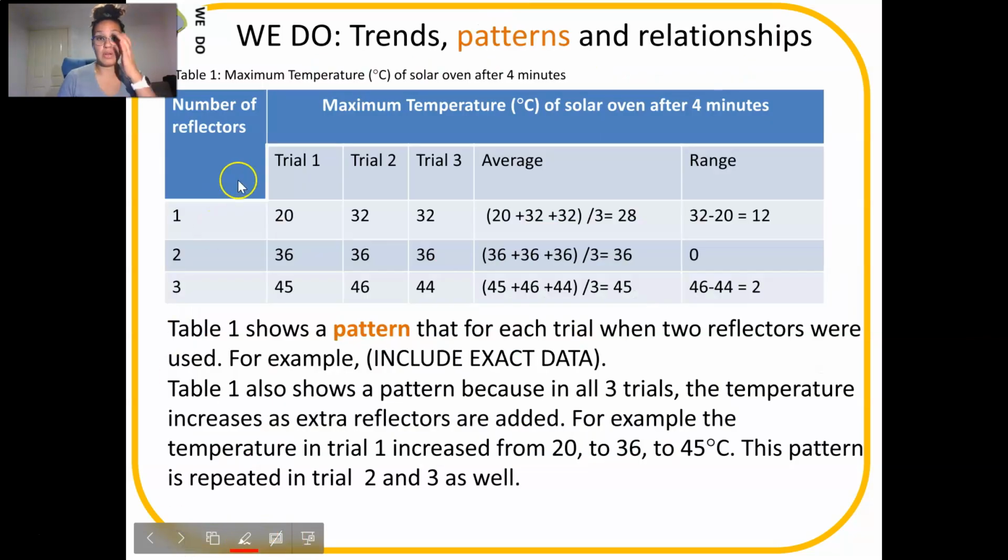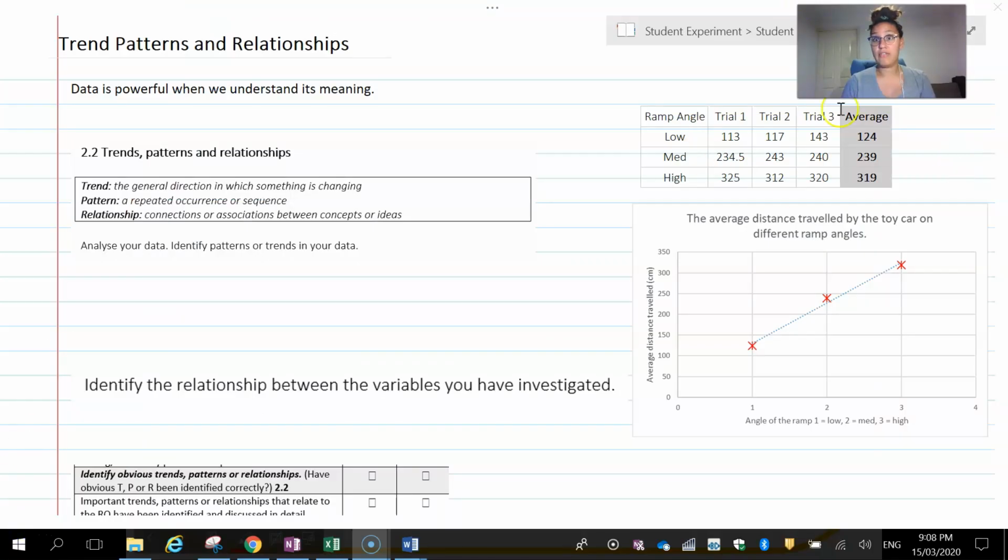So here we go. This is someone's data for maximum temperatures. I'm going to go back to our ramp angle experiment. Sorry, just give me a moment. So here I have the ramp information, which is down below. I have also the raw data, that side, and I have the average data there. And then I also have the graph, which helps me identify the trends and the relationships. And then this one here is to help me find the patterns.